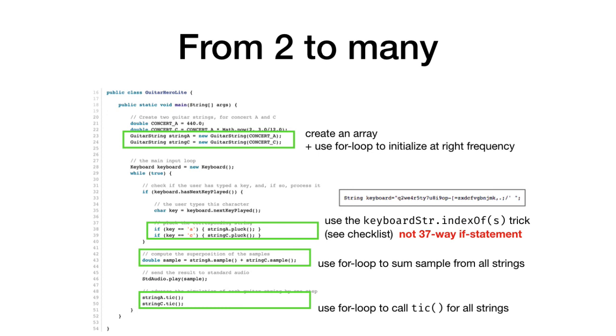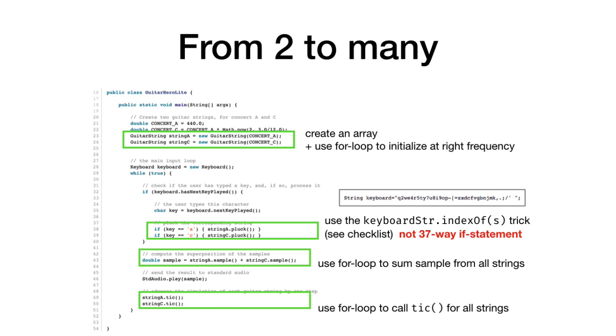So the question is, how do you go from that to Guitar Hero? What I'm going to tell you here is how you take this program as a skeleton and expand it to have the functionality not just of two strings, but of 37 strings. With two strings, there are few enough that we can create them individually. But when we have 37, or if we want to expand it to 64, it makes a lot more sense to have an array of guitar strings.